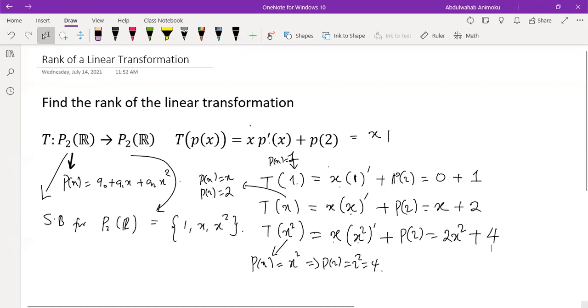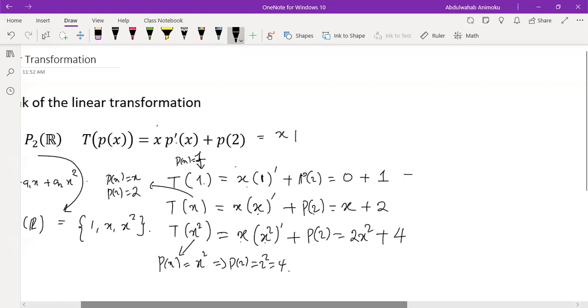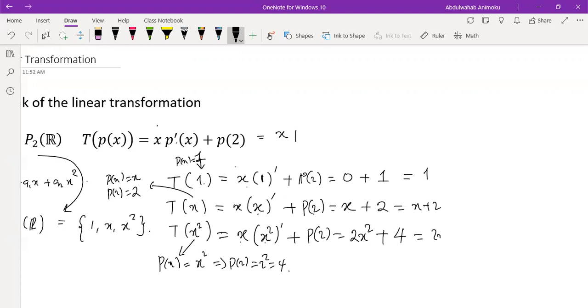Now, it's quite easy. All we need to do is write this as a linear combination of the vectors in the basis for P2R. So if you look, this is 1, then we have x plus 2, and we have 2x squared plus 4. We write the first as a linear combination of the vectors for the basis for P2R, which is 1 times 1 plus 0 times x plus 0 times x squared. These are the coefficients accompanying those vectors, because we have only a constant here. So the only coefficient other than 0 is just 1.